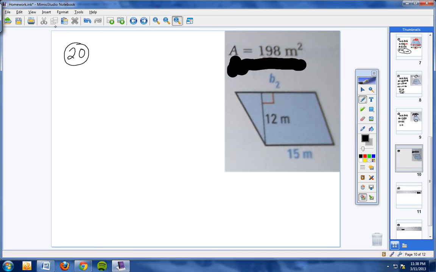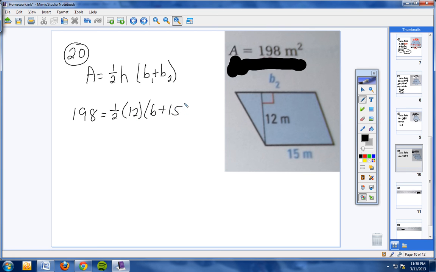All right, number 20, we are attempting to find one of the bases right here. We're missing one of the bases. So where the A is, I'm going to substitute 198. That's my area. For the height, I'm going to substitute a 12. That's my height. For my bases, I'm going to put B plus 15.